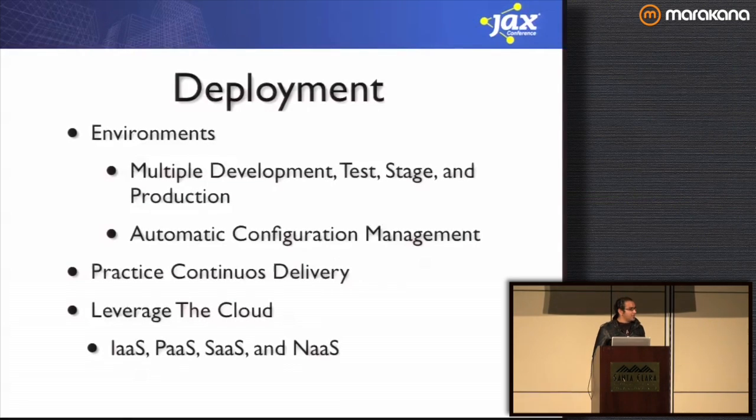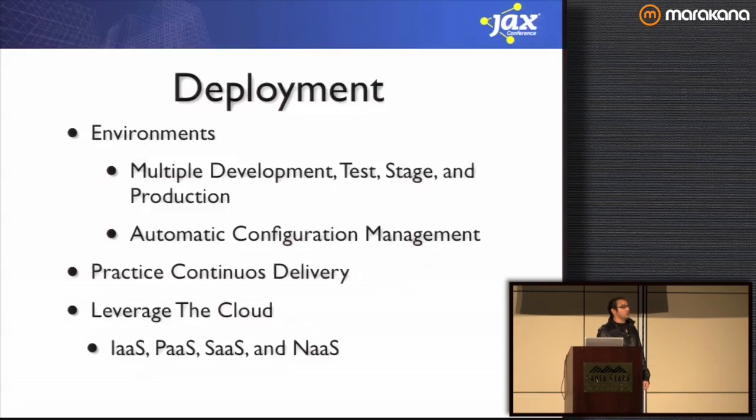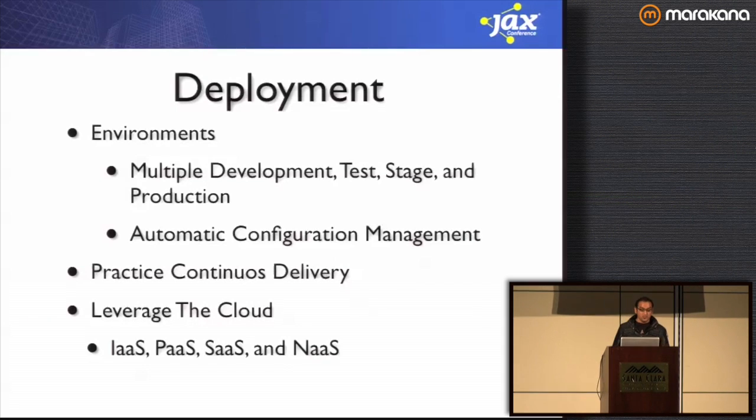A typical deployment environment in a bigger organization will have multiple environments: your dev environment, test, stage, and production. I'm sure all of you are familiar with this. You need to actually have some kind of automatic configuration tool as well. And you should probably practice something like continuous delivery, which is out of the scope of this presentation, which means that your developers are writing production code every day and you're deploying as often as possible to production and running a bunch of tests to do that.